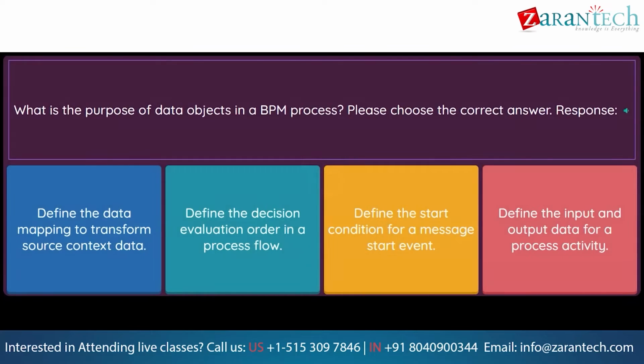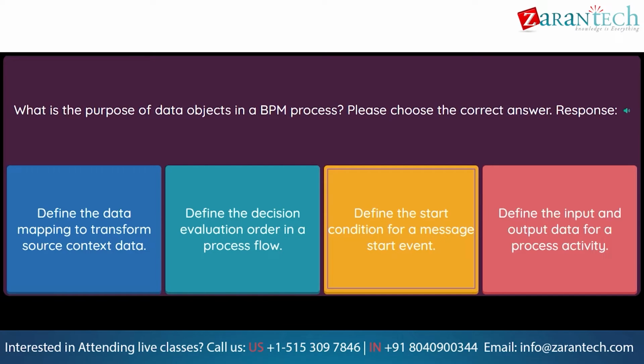Question: what is the purpose of data objects in a BPM process? Please choose the correct answer. Response: Option 1, define the data mapping to transform source context data. Option 2, define the decision evaluation order in a process flow. Option 3, define the start condition for a message start event. Option 4, define the input and output data for a process activity.